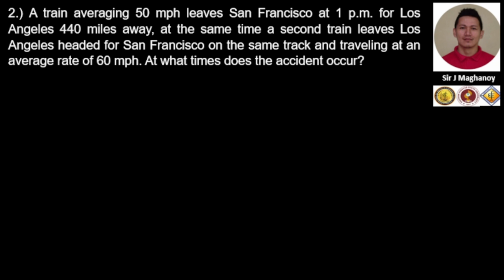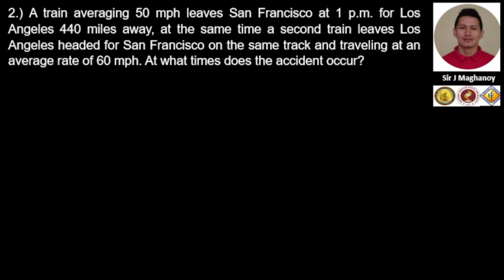Supplement problem number 2. A train averaging 50 miles per hour leaves San Francisco at 1 p.m. for Los Angeles, 440 miles away. At the same time, a second train leaves Los Angeles headed for San Francisco on the same track and traveling at an average rate of 60 miles per hour. At what time does the accident occur?